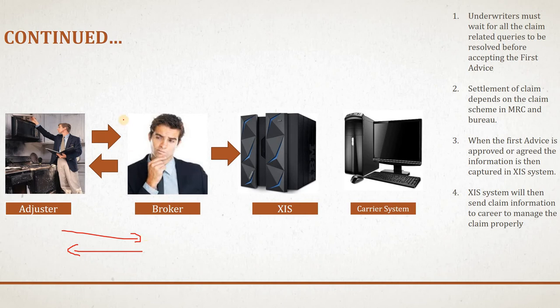And once everything is over, once the adjuster has established that the claim is valid and the amount which needs to be paid, then the broker presents the case to XIS, and XIS will do all the bureau processing, and then ultimately it will send the information to the carrier to record in their system, in their policy administration system or claim administration system.